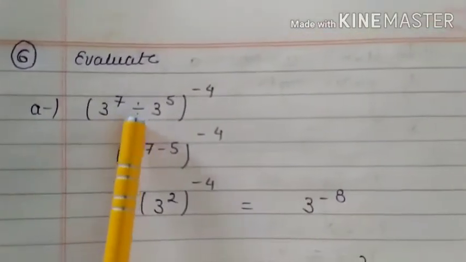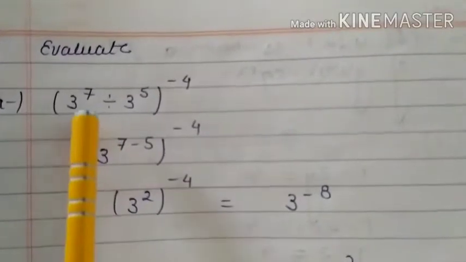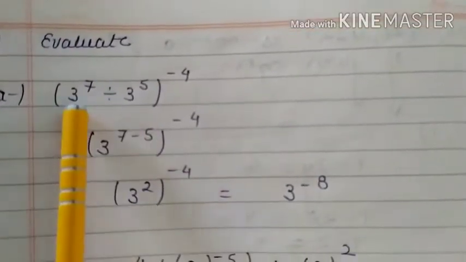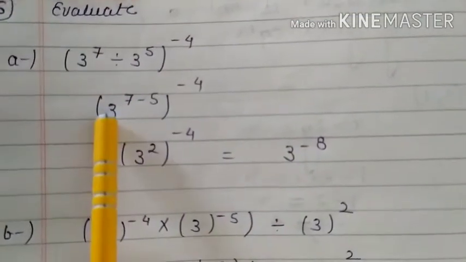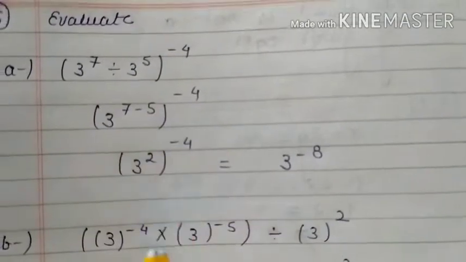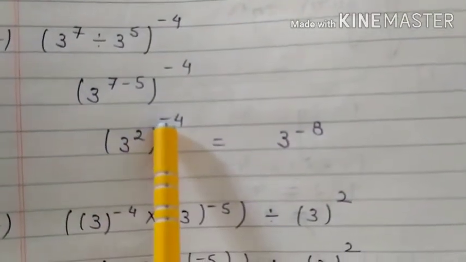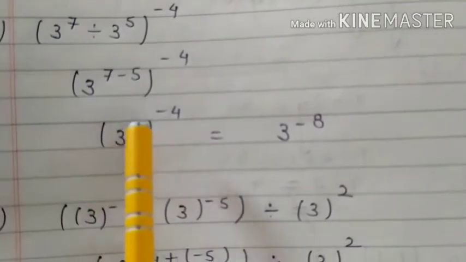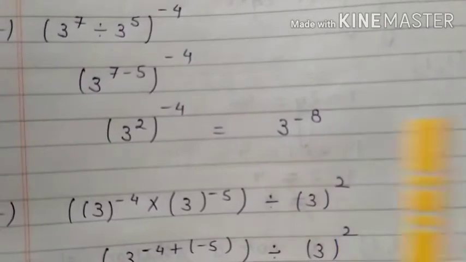First part: (3^7 divided by 3^5) whole power minus 4. Here we have a divide sign between two same bases, then the power will be subtracted. So we have (3^(7 minus 5)) whole power minus 4. After solving we get (3^2) whole power minus 4, and when we have a power upon power, the powers will be multiplied, so we get 3^(minus 8).